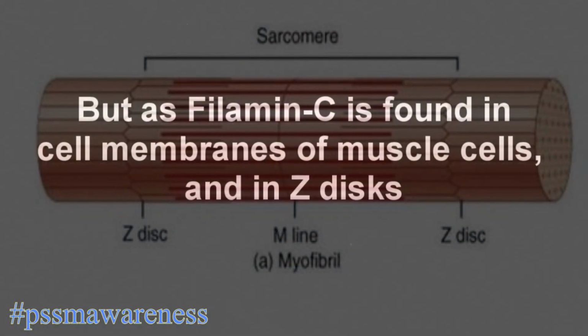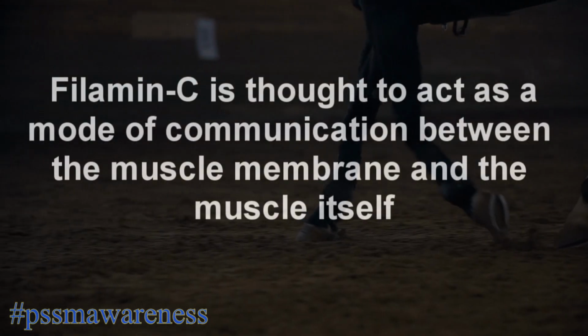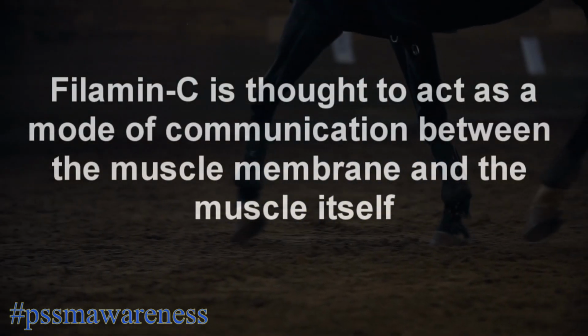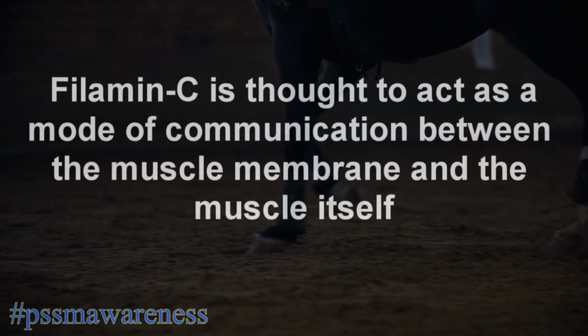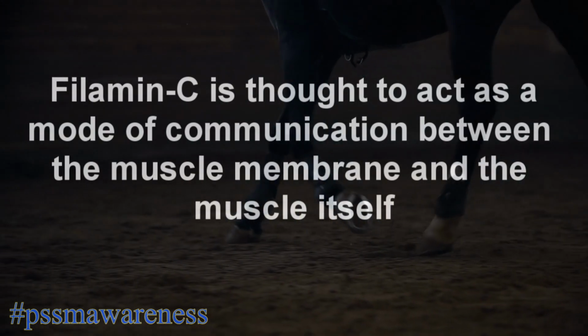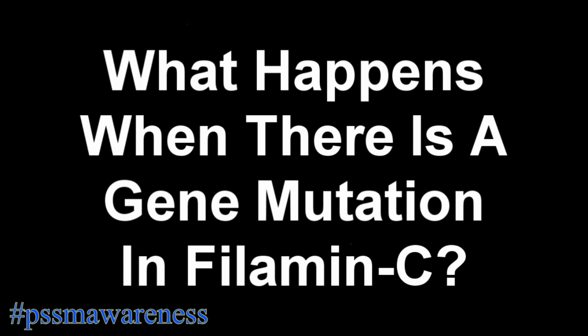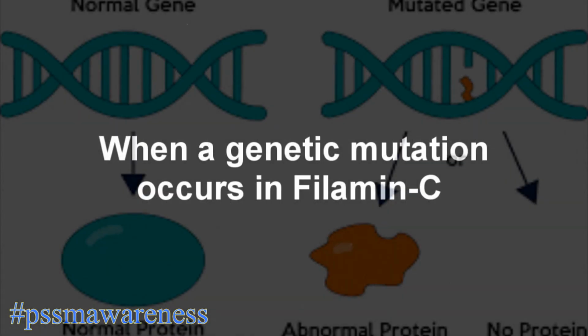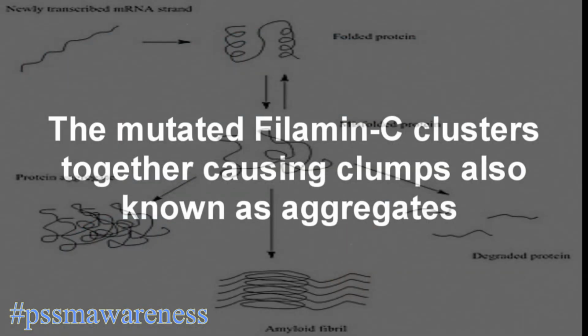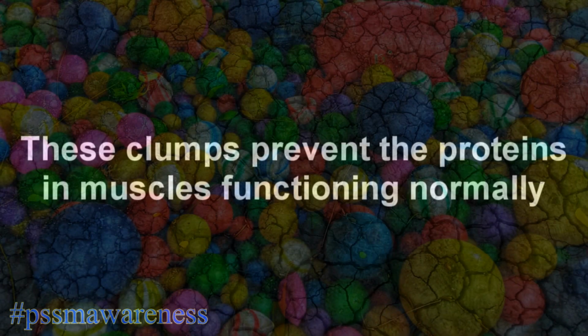But as filamin-c is found in the cell membranes of muscle cells and in Z discs, filamin-c is thought to act as a mode of communication between the muscle membrane and the muscle itself. Think of it a bit like a telephone line. What happens when there is a gene mutation in filamin-c? When a genetic mutation occurs in filamin-c, the mutated filamin-c clusters together causing clumps, also known as aggregates. These clumps prevent the proteins in muscles functioning normally.